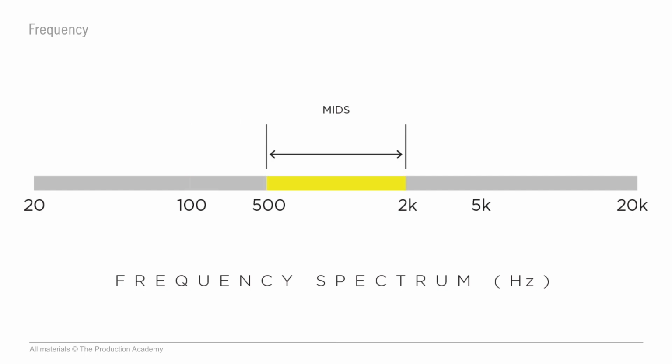In the middle of the frequency spectrum are the mids. In our example here, they range from 500 hertz to 2000 hertz. These frequencies are described as sounding boxy or nasal.